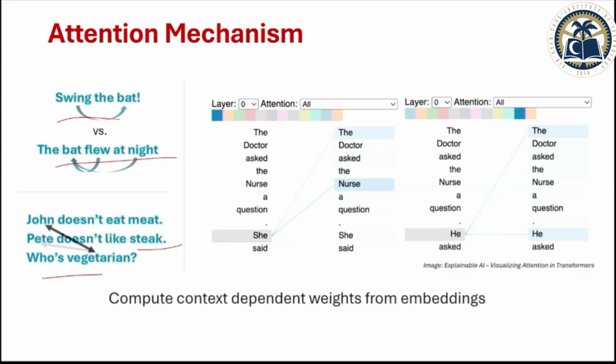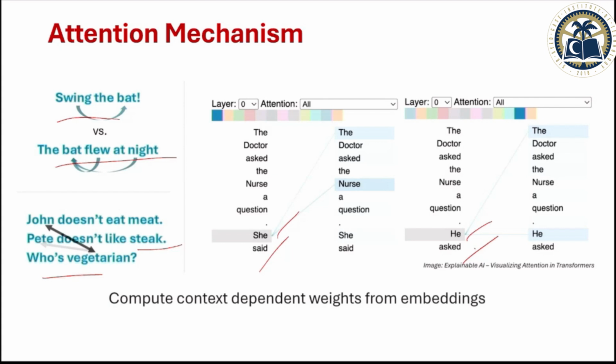John does not eat meat. Pete does not like steak. Who is vegetarian? It will figure out who is vegetarian, because every word is related to every word. Otherwise, once you are typing, it will only see the previous word and start suggesting the next word, and usually it is incorrect, what it is suggesting when you are typing on your WhatsApp. But here the context window is very big, so it can never go wrong. Mostly it will never go wrong.